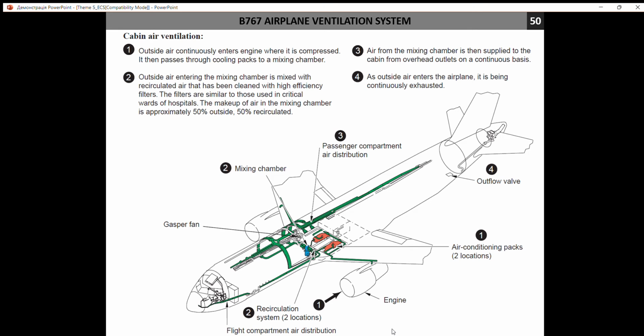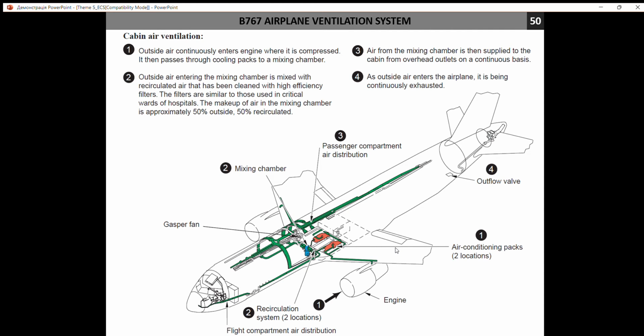Okay, so today we'll continue talking about the environmental control system, and the next subsystem of this system will be connected with the ventilation, with the temperature regulation, and as a result with the pressure regulation on board of passenger aircraft.